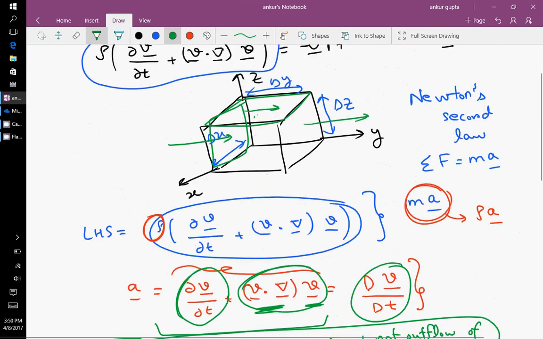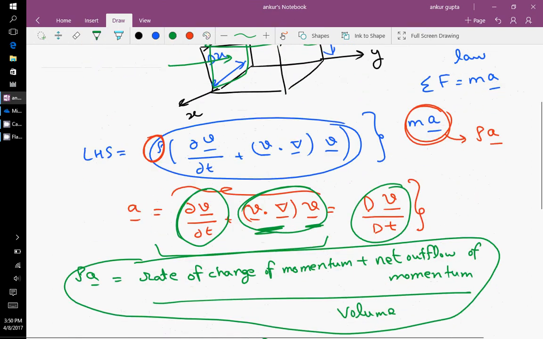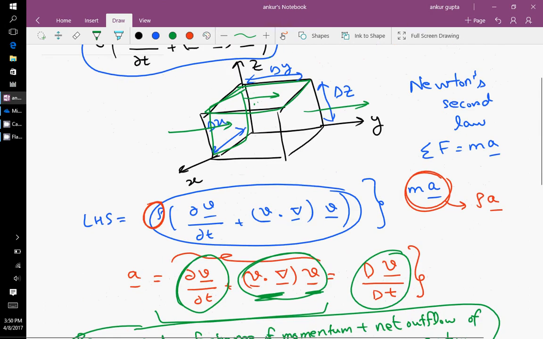Okay, so I hope that this gave you some idea of how we derived this. We derived rho del V vector by del T plus V dot del V vector by doing rate of change of momentum plus net outflow of momentum per unit volume. If you cannot recall this, I highly recommend that you go through the lecture notes and derive this yourself. It will really help you in understanding the Navier-Stokes equation. And you only have to derive it in one direction. The rest can be generalized.